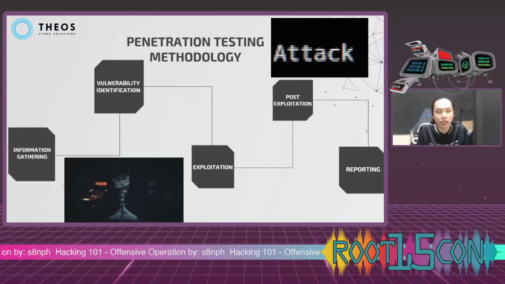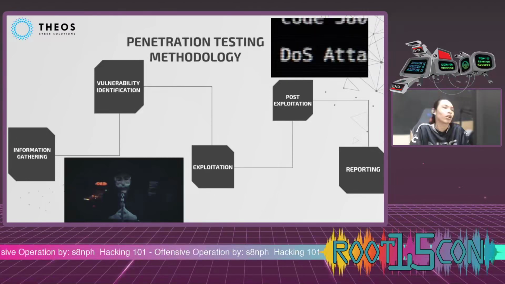So overall, these 5 steps are going to be your life cycle when you're doing pen testing or when you're doing hacking in general. This applies to everything. It's going to be your bread and butter into getting that first box.